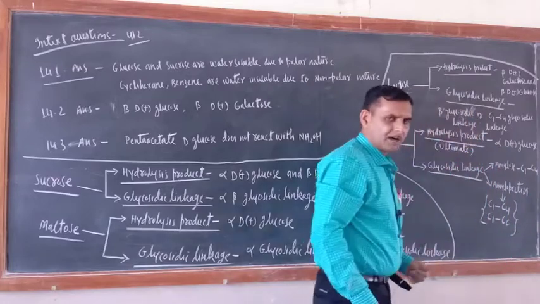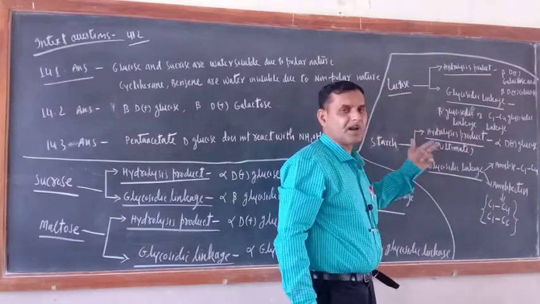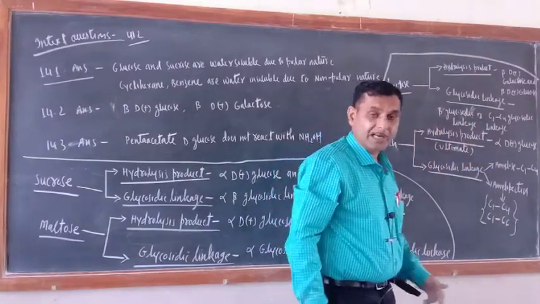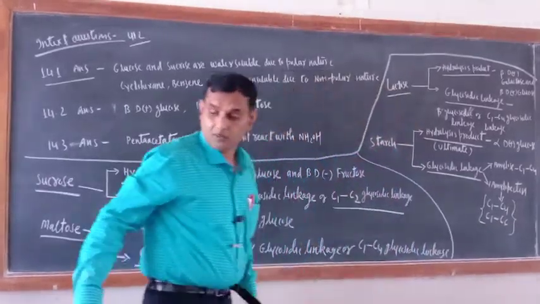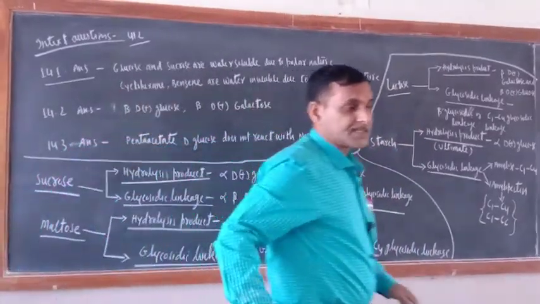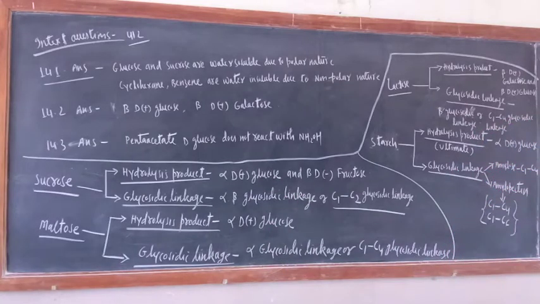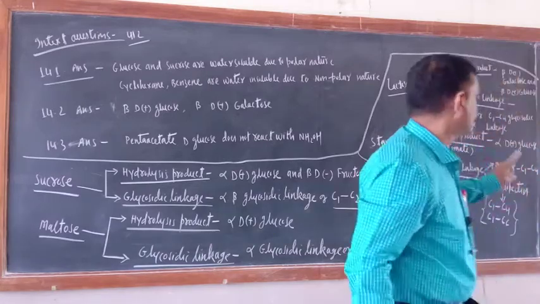Now tell the position of carbon. C1 C4. C1 of galactose and C4 of glucose. Just remember this one. C1 of galactose and C4 of glucose. Okay, remember this one.